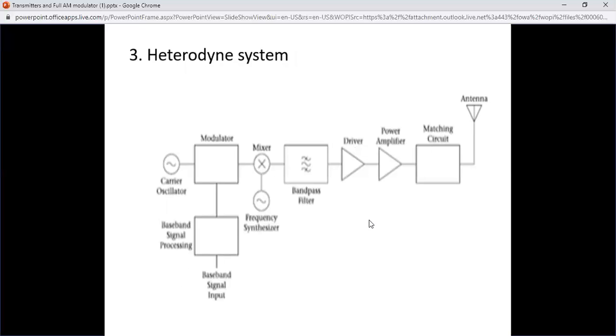The last topology we have is the heterodyne system. This system is a more complex design than the previous two topologies discussed. It's used to modulate the signal at a fixed frequency, and it's basically used for a single sideband suppressed carrier. This type of system is mostly used in transmitters nowadays.